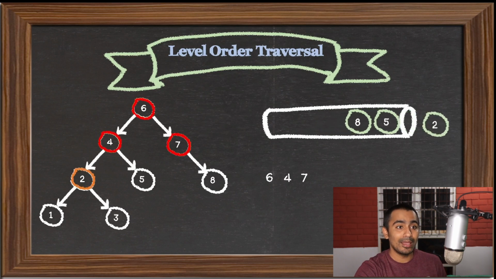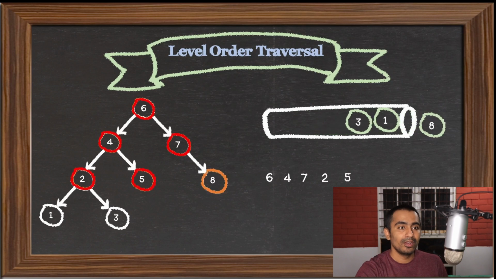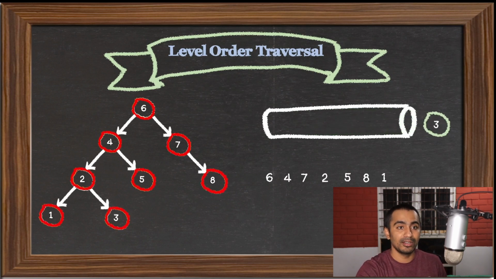We continue the same process now for all nodes of further levels. Now, once we process the last node of last level, which in our case is node 3, the queue gets empty. This is our cue for us to stop execution. No pun intended. This is how level order works.